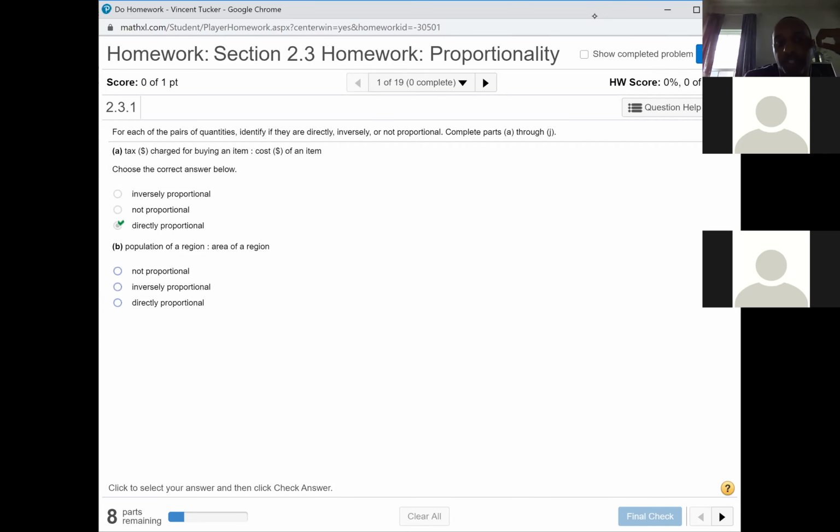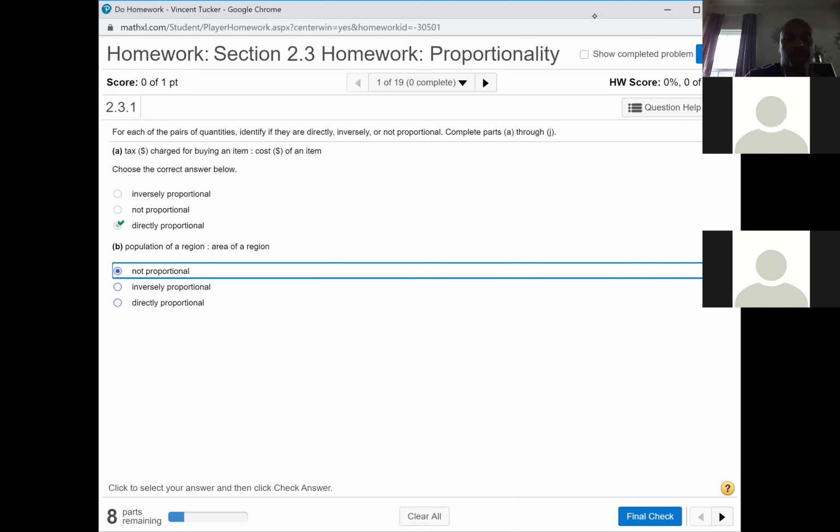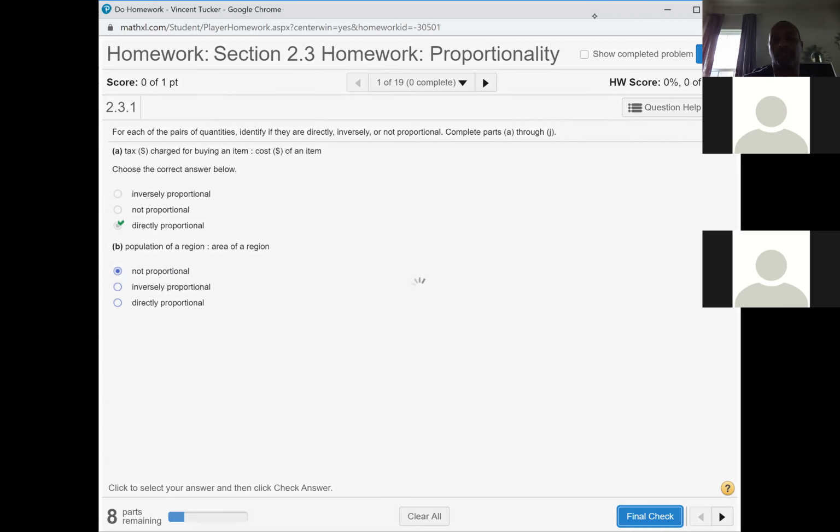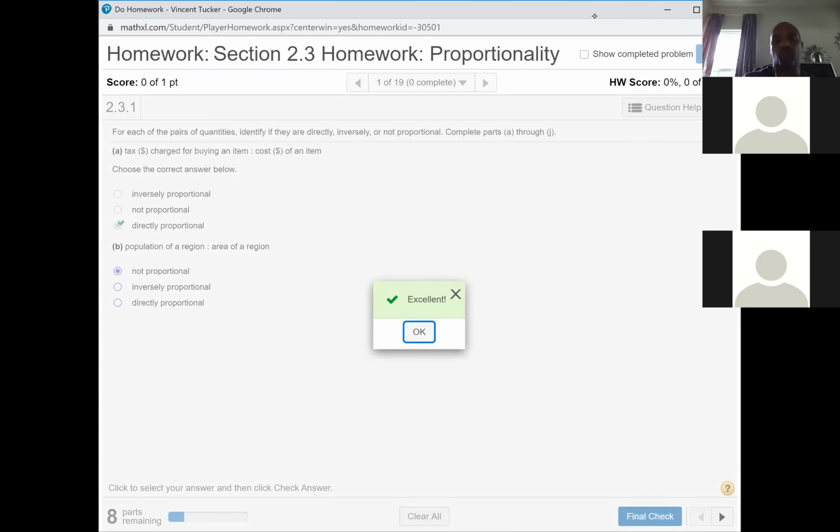Next one, population of a region and the area of a region. So they're not proportional, because no matter how many people you put in Chesapeake or how many people you put in Virginia Beach, it will not increase its territory because you put more people into it. So they are not proportional to each other. There's no relationship.